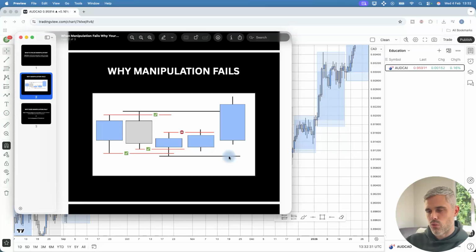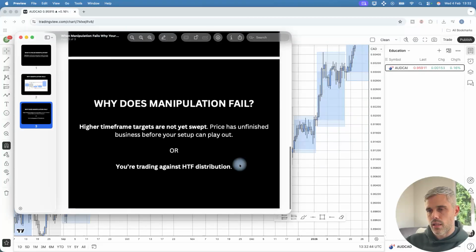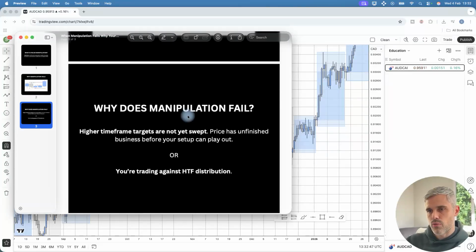Now it's not just a random bullish versus bearish scenario where you bet on one. There's a very good reason why this pattern played out. And there's also a very good reason why this pattern did not. And that is this. So why does manipulation fail?